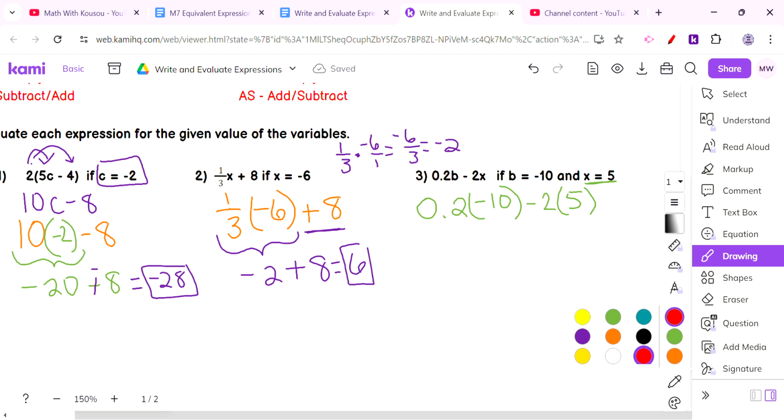Okay, and then I can go ahead and solve. So PEMDAS tells me I need to do the multiplication before the subtraction. So I have here 0.2 times negative 10. So 0.2 times negative 10 gets me negative 2. And then this 2 times 5 gets me 10, or you can look at it as negative 2 times 5, which is negative 10. Either way, you have the minus there. So we have a negative 2 minus 10, and then we do keep, change, change, and we get negative 12.